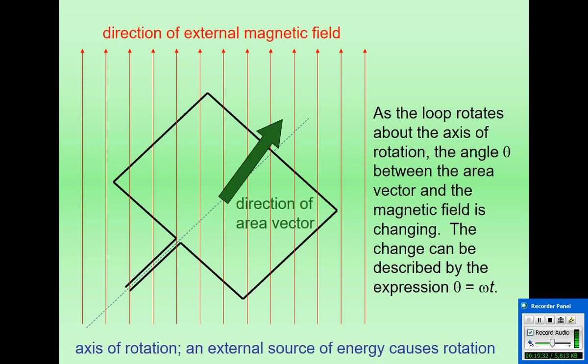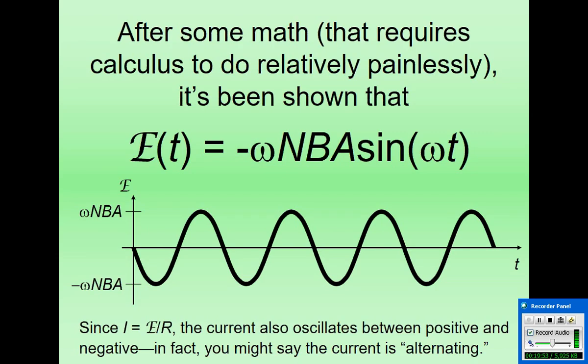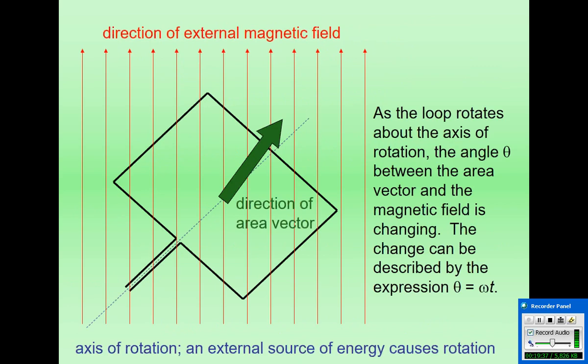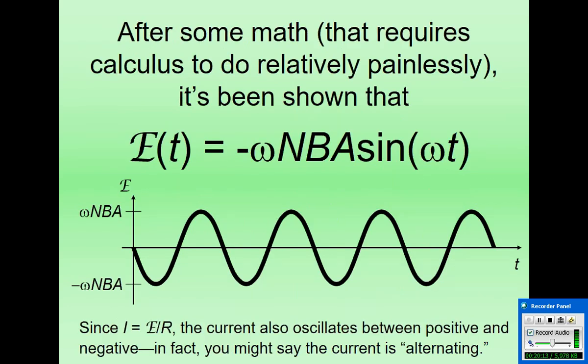The angle theta between the area vector of the loop and the direction of the magnetic field is changing at a constant rate, and we're going to use omega times time to represent the change in that angle, the angular displacement. We can do the math, although it would take some calculus to do it without too much trouble. So I'm just going to present the result. It turns out that the voltage induced in the coil goes as minus omega N B A times the sine of omega t. Minus omega NBA sine omega t gives us the sinusoidal behavior that you see on the screen, and it's oscillating between the positive maximum omega NBA and the negative maximum minus omega NBA.